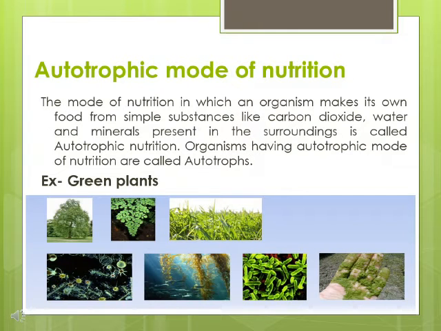Now, let us discuss autotrophic mode of nutrition. The mode of nutrition in which organisms make their own food from simple substances like carbon dioxide, water, and minerals present in the surrounding is called autotrophic nutrition. And these organisms which have autotrophic mode of nutrition are called autotrophs. For example, green plants. Green plants are called autotrophs because they make their own food.